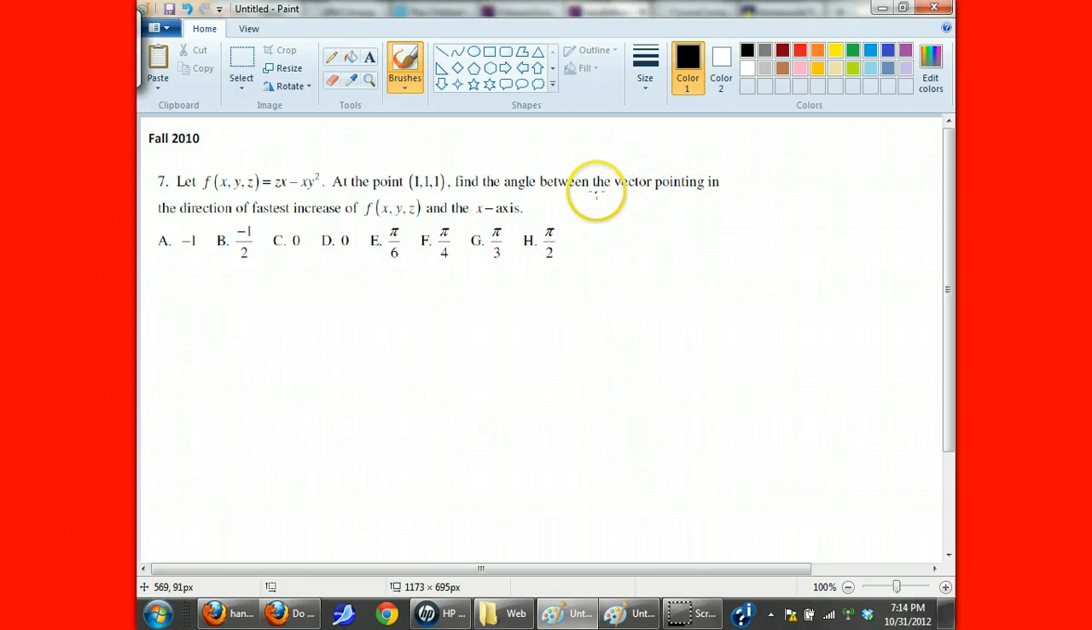What is this code word for? The vector pointing in the direction of fastest increase is the gradient. Okay? So we need the gradient of f. Just refusing to put the gradient symbol.